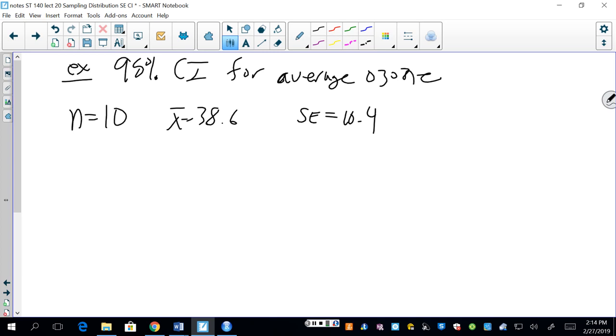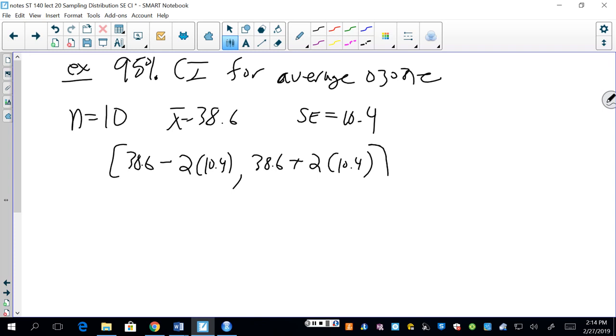And so my 95% confidence interval for the average ozone is going to be my 38.6 minus 2 times 10.4 up to 38.6 plus 2 times 10.4. And so that's 38.6 minus 20.8 up to 38.6 plus 20.8.